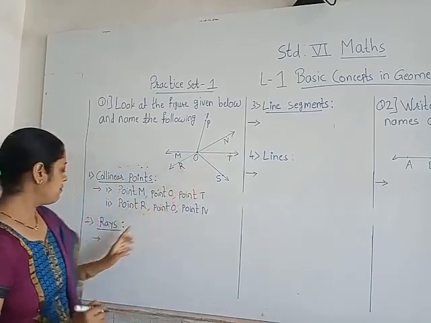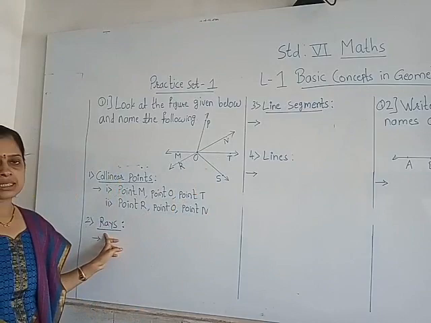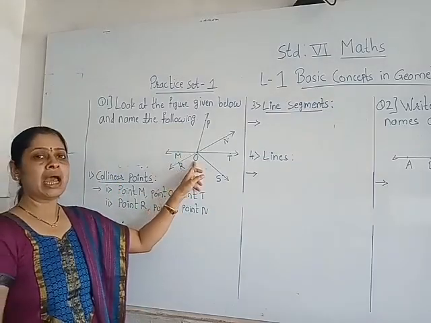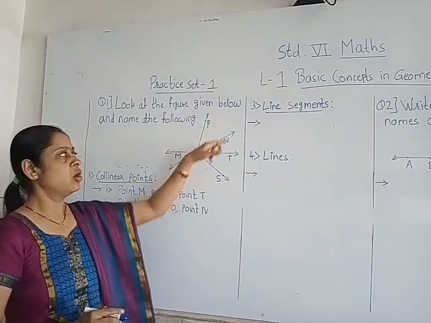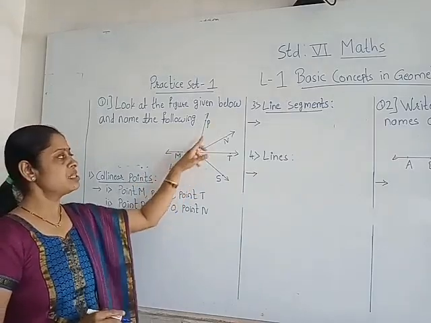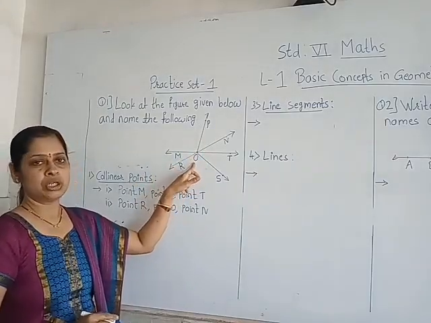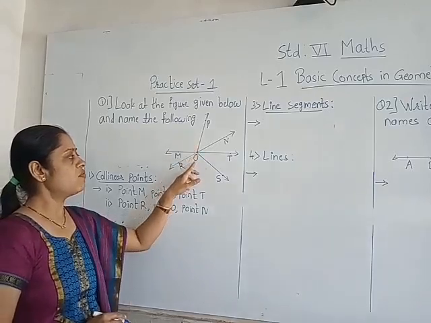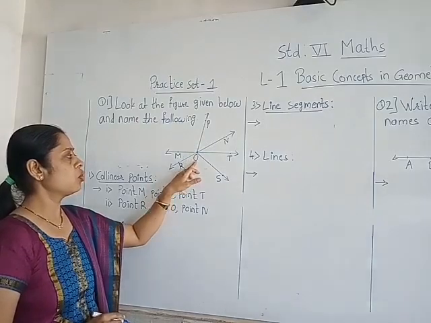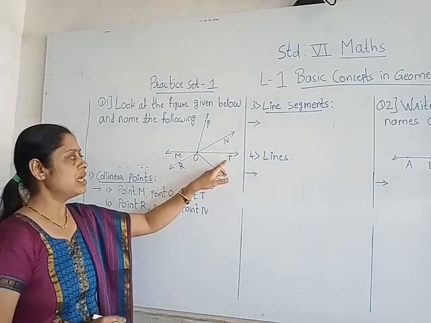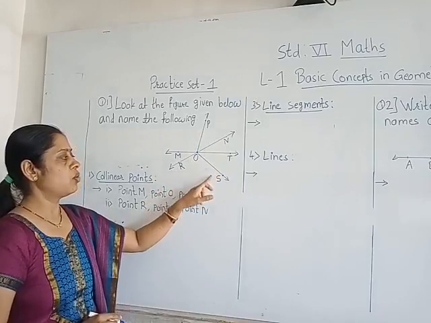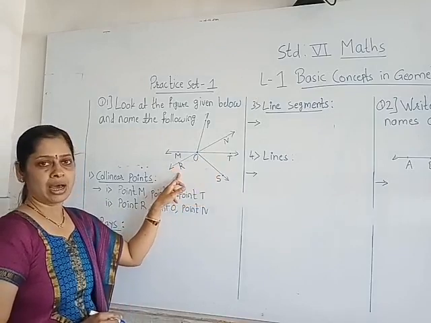Next, we will find about rays. We have studied that rays start at one point and goes forward in all direction. So in this figure, O is the origin of ray. So the name of rays are ray OM, ray OT, ray OP, ray ON, ray OS, ray OR.